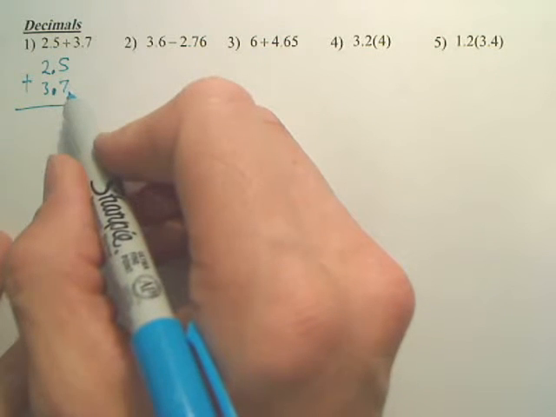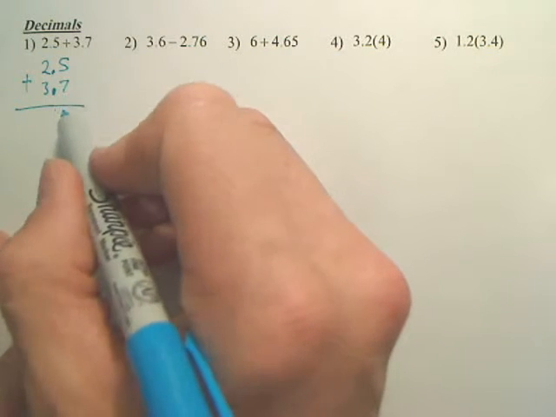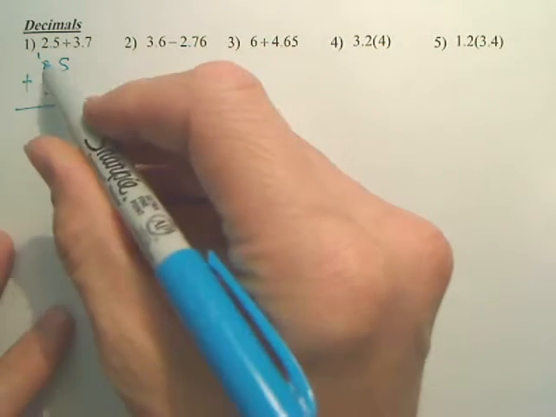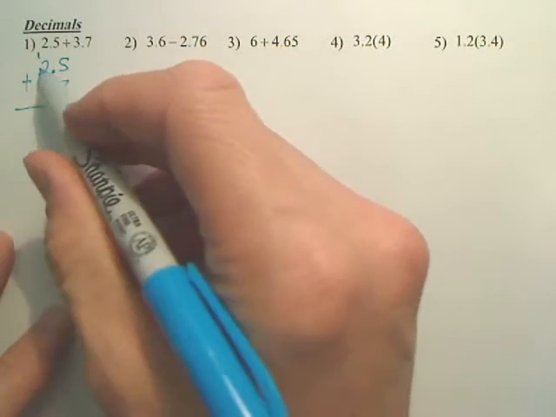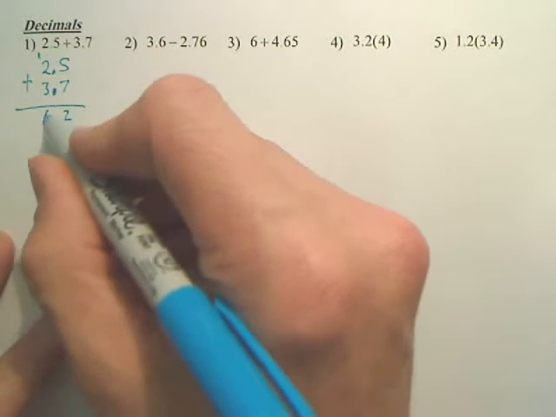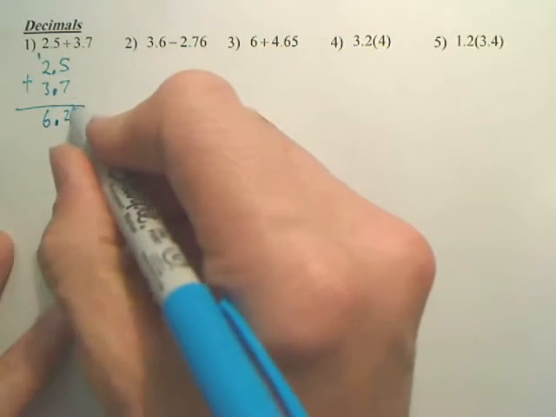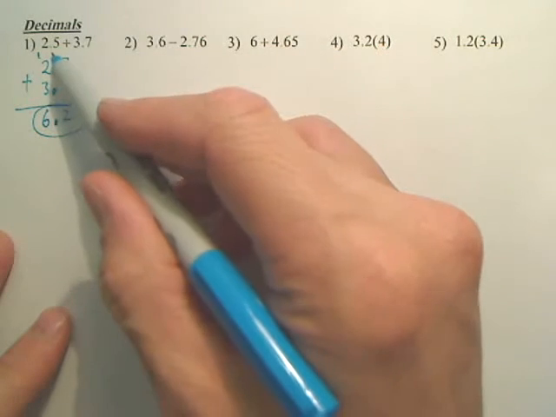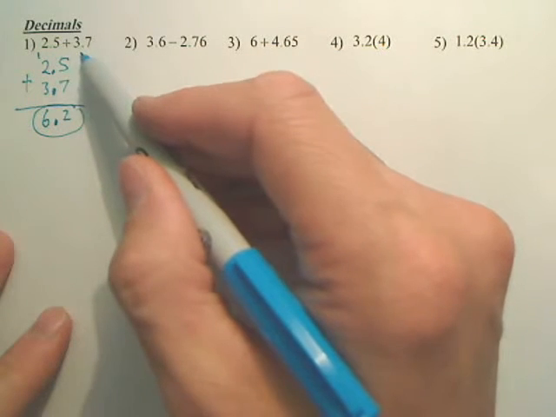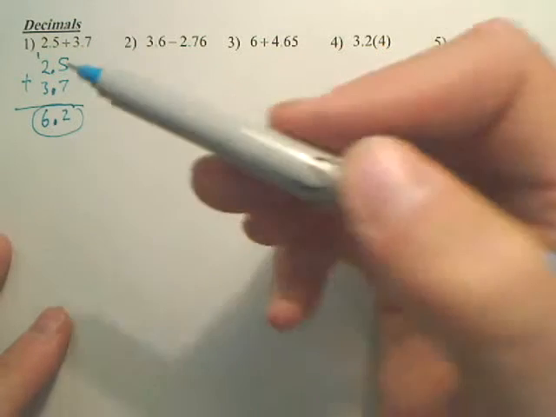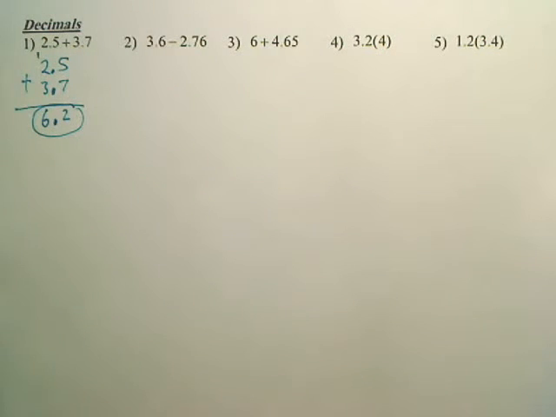So what's 5 plus 7? 12. Don't you carry the 1? And 3 plus 2 is 5. 5 plus 1 is 6. And then don't you just bring down that decimal? Now if you think of it as money, you bought something for $2.50 and $3.70. Should that look about $6.20 altogether? That should make sense.